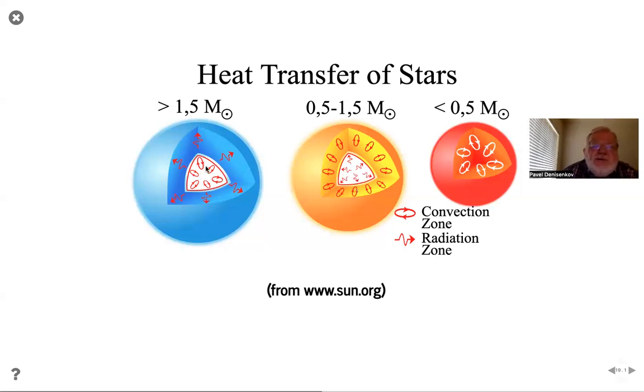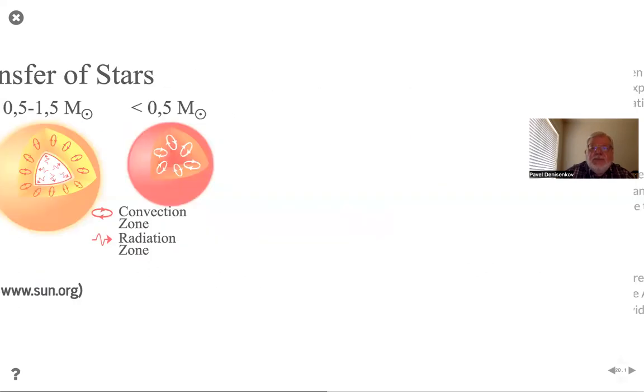And finally, when we go to more massive main sequence stars, with masses above approximately 1.5 solar masses, it's a reverse situation compared to solar type stars. In these massive main sequence stars, we have a convective core at the center, so heat is transported by convection in the core, while in the envelope, heat is transported by radiation. So this situation is reverse compared to solar type stars.